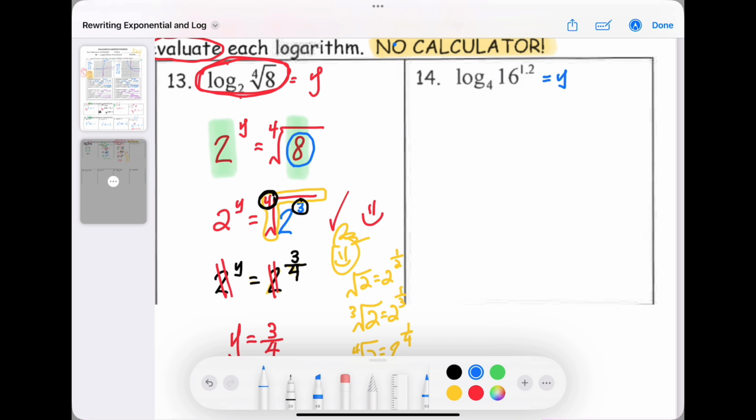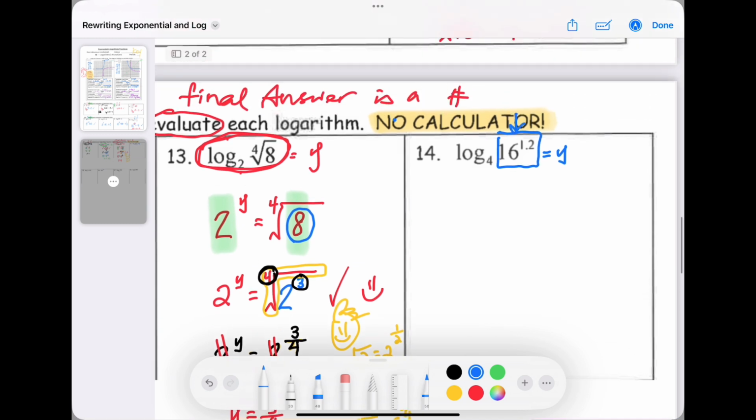Pretend it's equal to y, and we know that this entire thing is my x. This entire thing is my x, and this is my y, okay? So all about a base, that tells me log. I need to convert that to exponential because they are the inverse function. So the base for x and y switch. Now, 4 to the power y is equal to 16 to the power 1.2, okay?